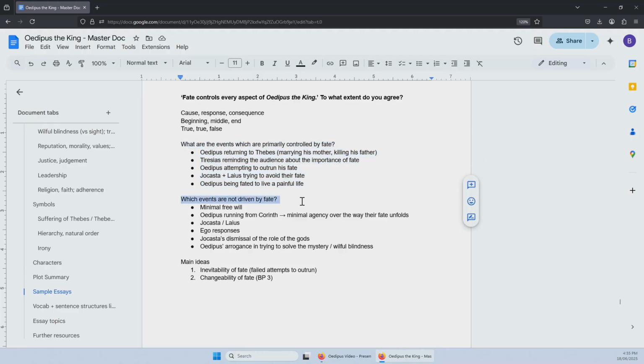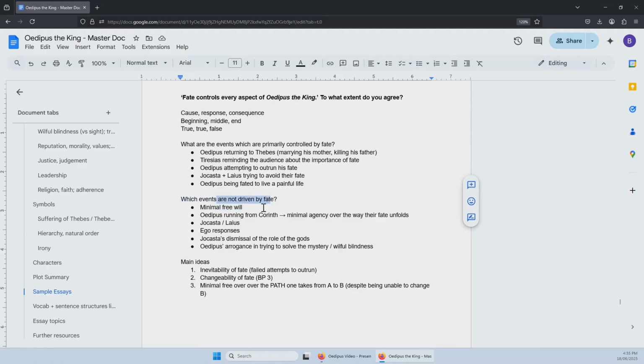Okay, but which events are not driven by fate? So again, we've got two things here. One is this argument I was talking about before, the minimal free will. So the fact that people have options in how they get from point A to point B. So minimal free will over the path one takes from A to B, despite being unable to change B, obviously. So that's the first point I would make.